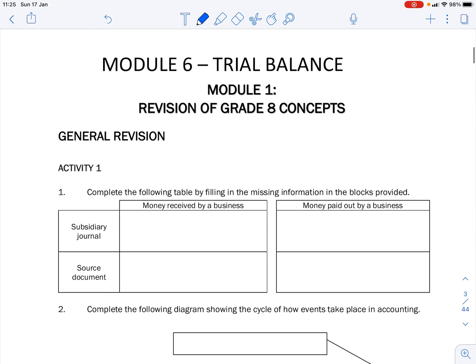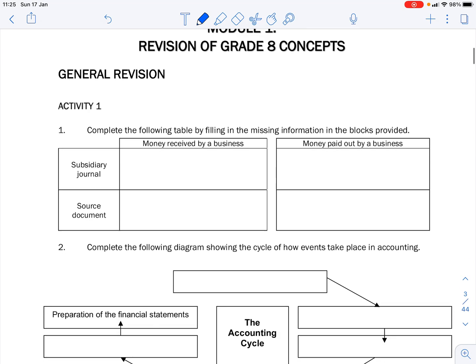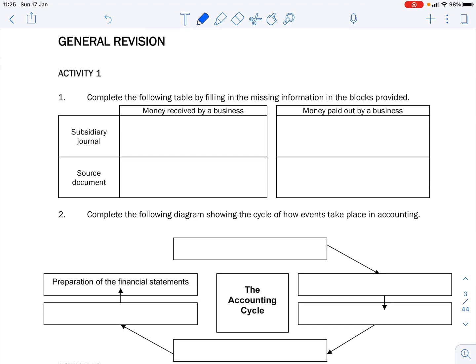So if we look at activity 1, we start off with a revision of grade 8 concepts, and the first question that they ask there is to complete the following table by filling in the missing information in the blocks provided. So when we look at money received by a business, we look at money in. The subsidiary journal that we use is the CRJ, the cash receipts journal, and the source documents that we use are either CRRs, your cash register rolls, or your duplicate receipts.